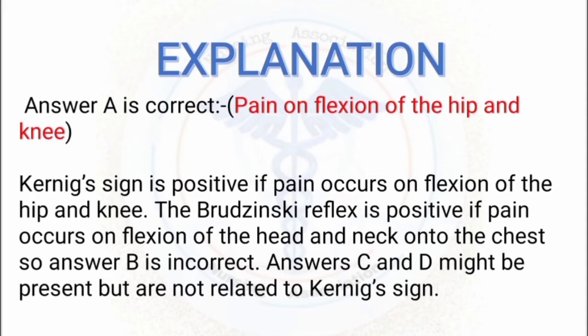So your patient is suspected of meningitis and has Kernig's sign. So we have to prefer option A, pain on flexion of the hip and knee. Option C and D might be present but are not related to Kernig's sign. And option B, flexion of the head and neck onto the chest, is the reflex of Brudzinski, not the Kernig's sign. So the correct option is option A, pain on the flexion of the hip and knee.